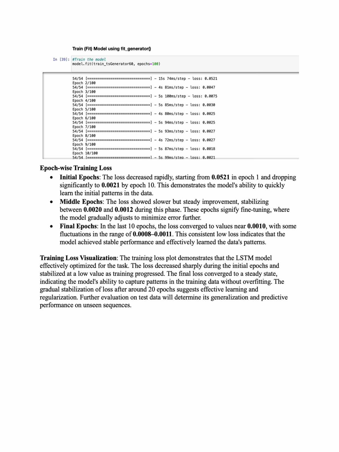Training loss visualization: the training loss plot demonstrates that the LSTM model effectively optimized for the task. The loss decreased sharply during the initial epochs and stabilized at a low value as training progressed. The final loss converged to a steady rate, indicating the model's ability to capture patterns in the training data without overfitting. The gradual stabilization of loss after around 20 epochs suggests effective learning and regularization.